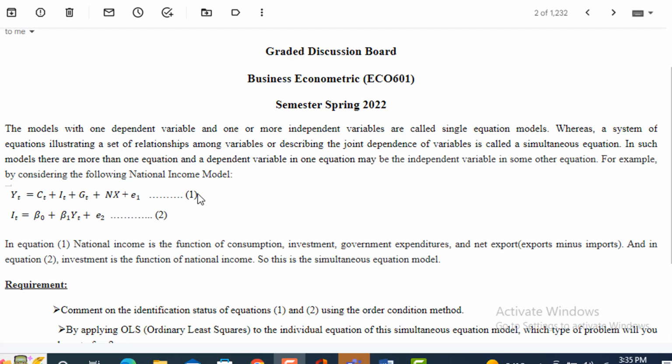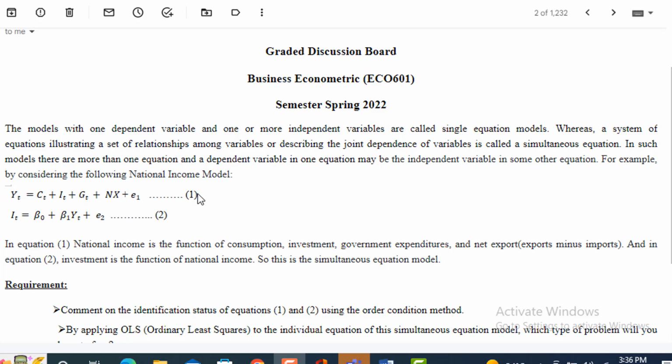In this paragraph, the scenario tries to tell you about two types of model. One model consists of only one equation, with one dependent variable, and on the right hand side there are one or more independent variables. But if you have a set of equations stating the relationships among different variables, or describing the joint dependence among the variables, it is called a simultaneous equation model.